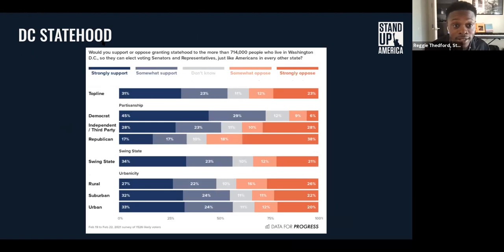All right, DC statehood. The question that voters were asked: would you support or oppose granting statehood to more than 714,000 people who live in Washington, DC, so that they can elect voting senators and representatives, just like Americans in every other state? And as you can see here, there is much support for DC statehood across the political spectrum.